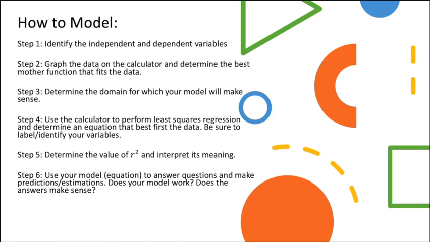This will take you through the process of modeling. So the first step is to identify the independent and dependent variables. Now, the independent variable is the variable that you'll put on the x-axis or the horizontal axis, and the dependent variable is going to be the variable that you put on the y-axis or the vertical axis.